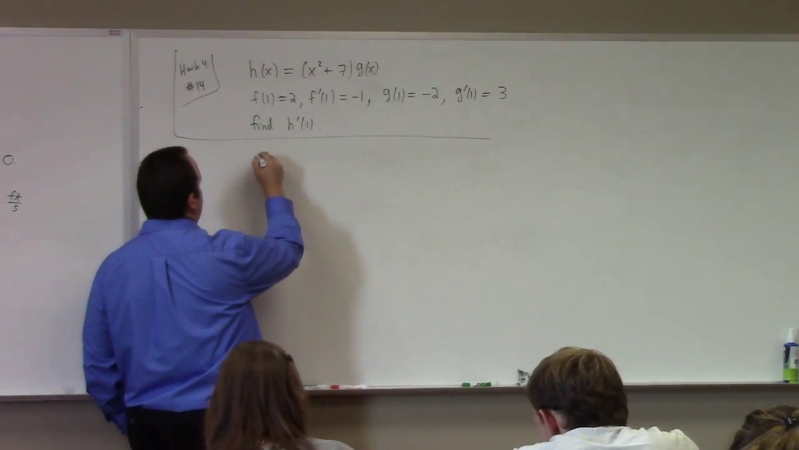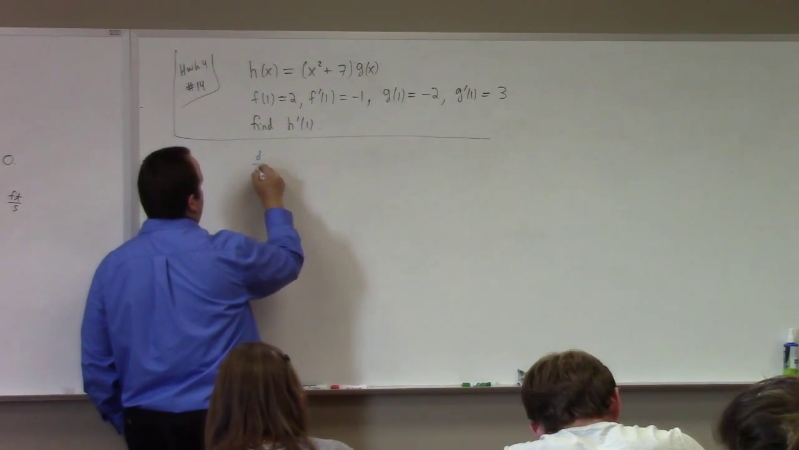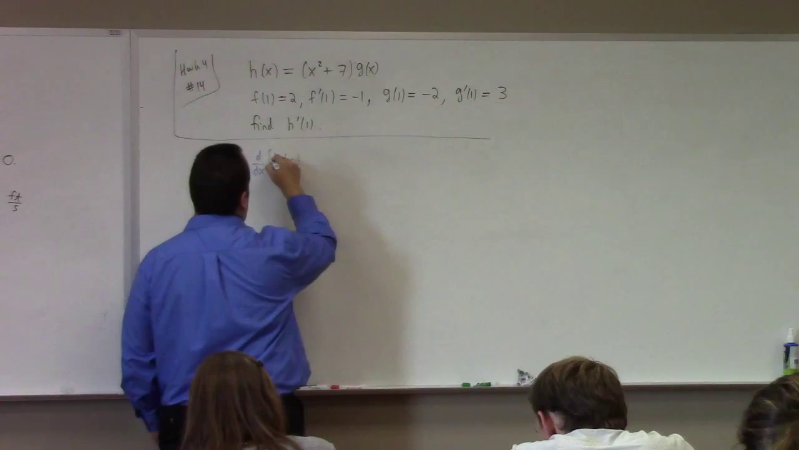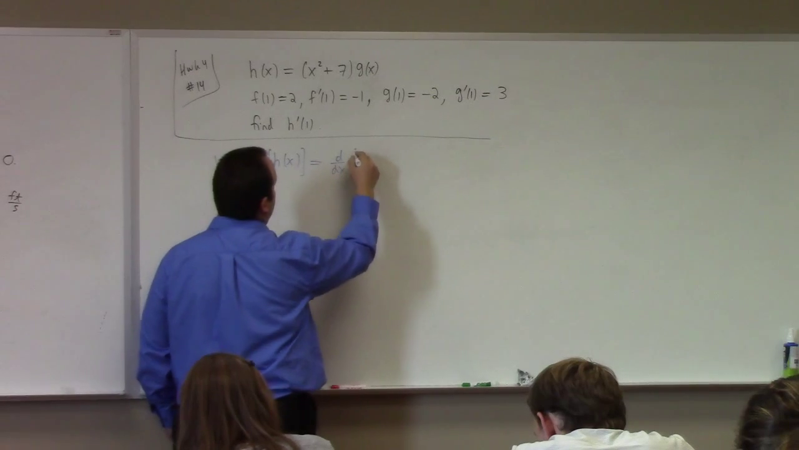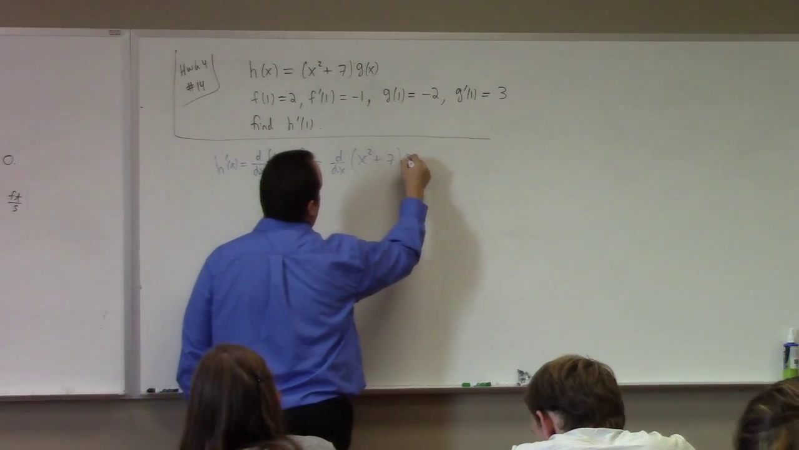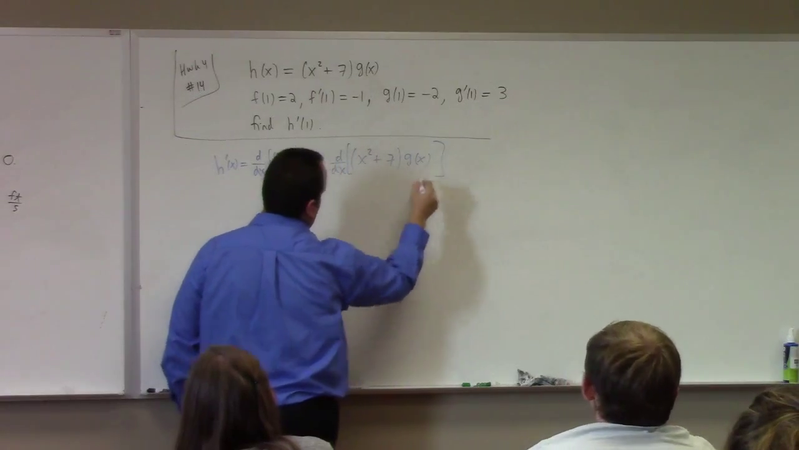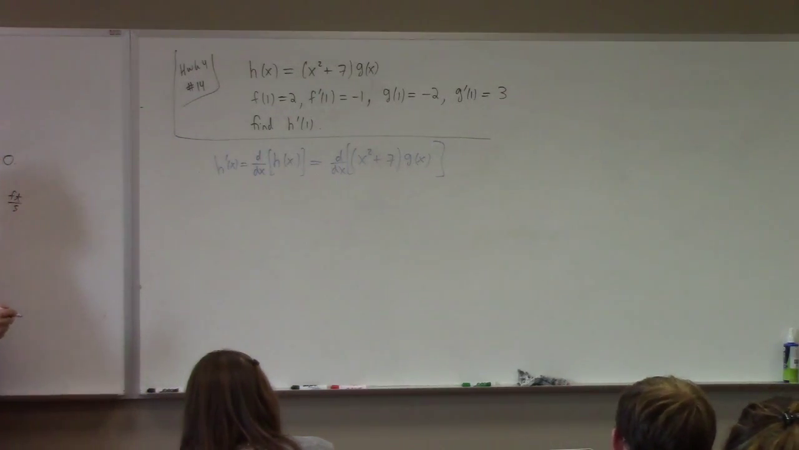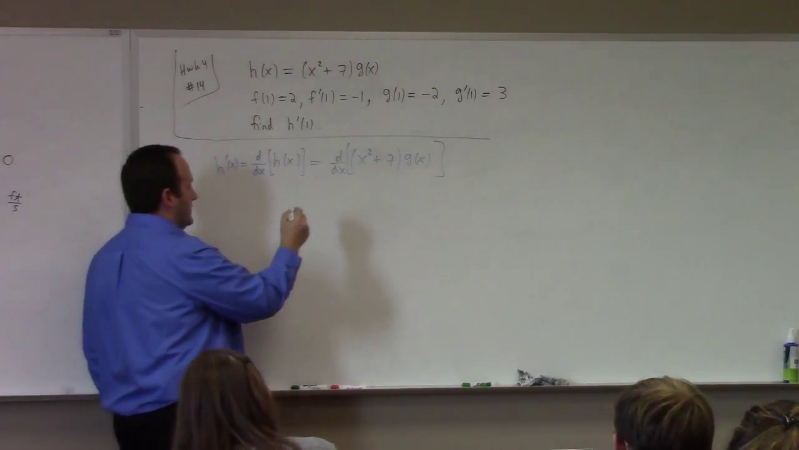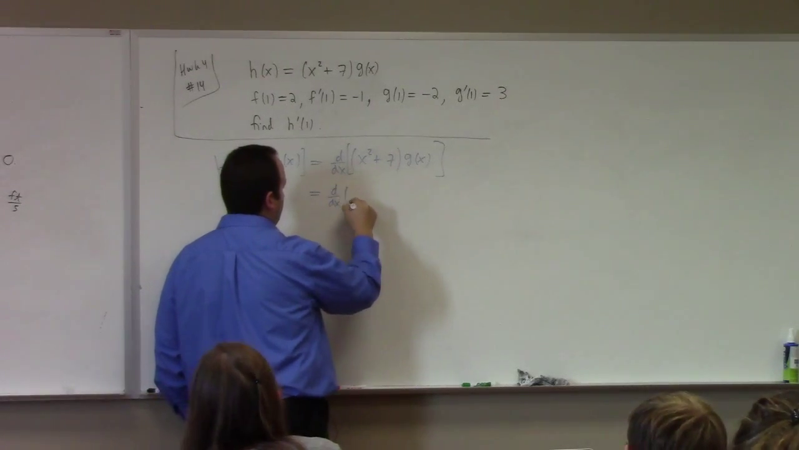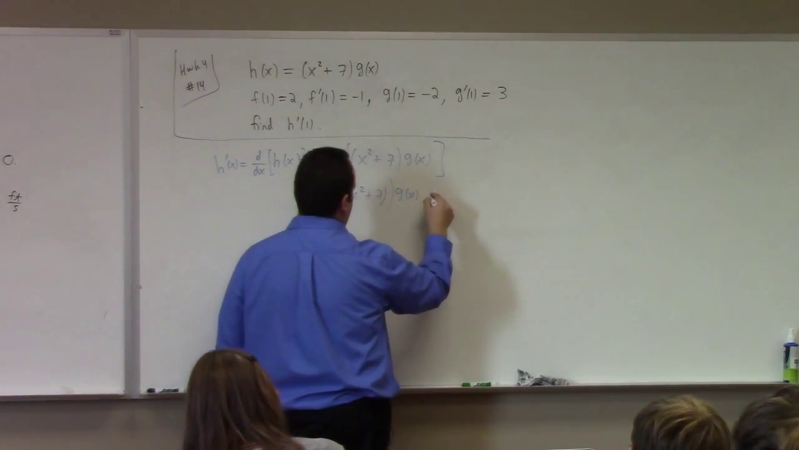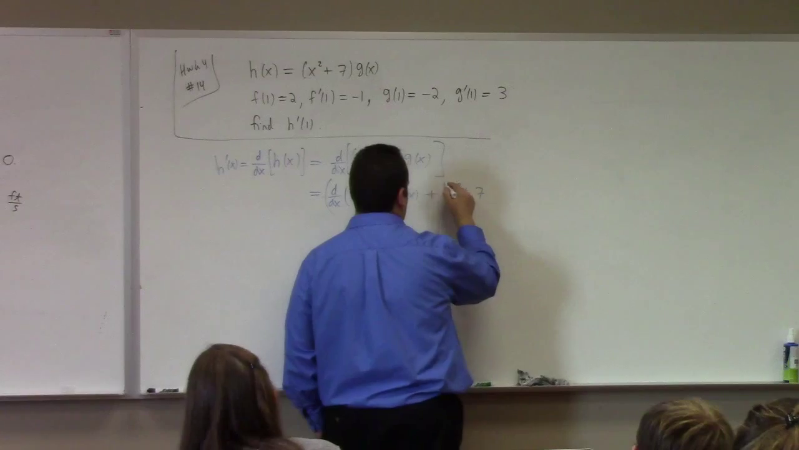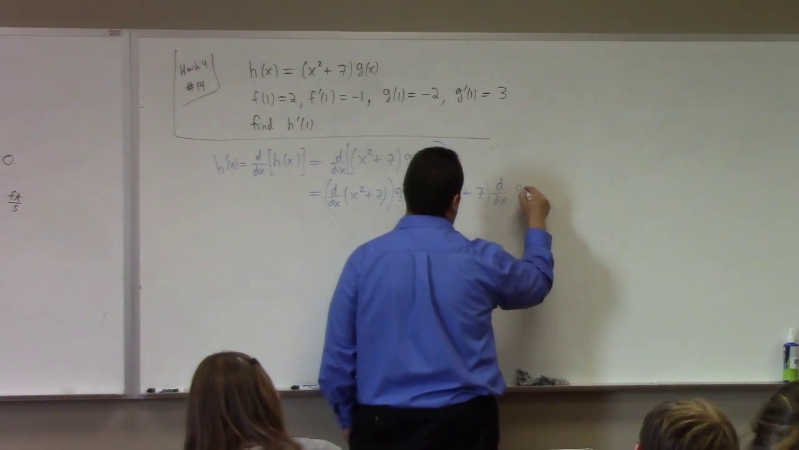What's h prime of x? What's d/dx of h? It is the derivative with respect to x of a product of x squared plus 7 times g of x, right? How do we differentiate a product? Product rule, right? So this is the derivative with respect to x of x squared plus 7, times g of x, plus x squared plus 7 times the derivative with respect to x of g of x.